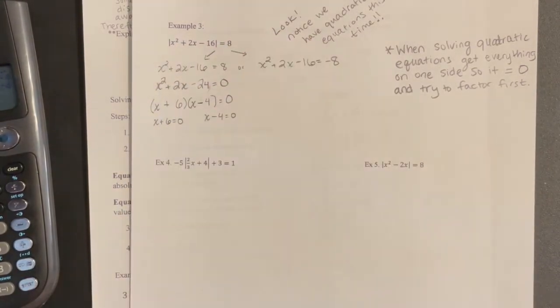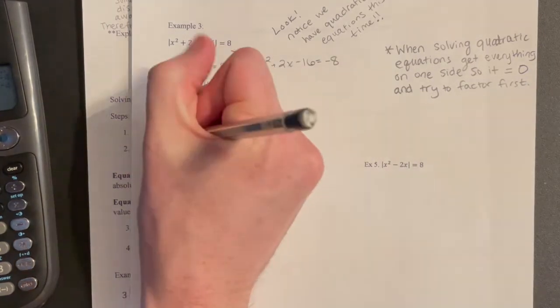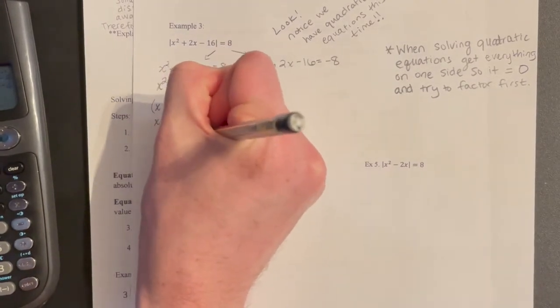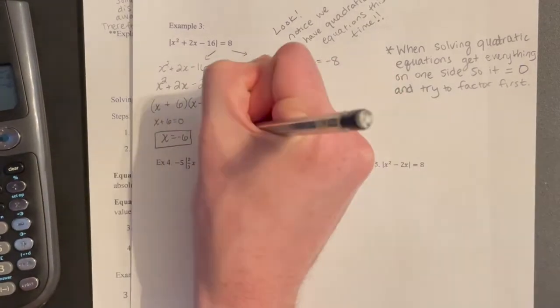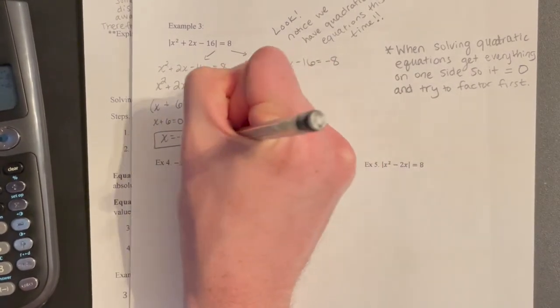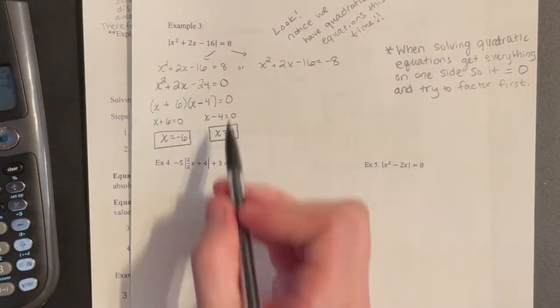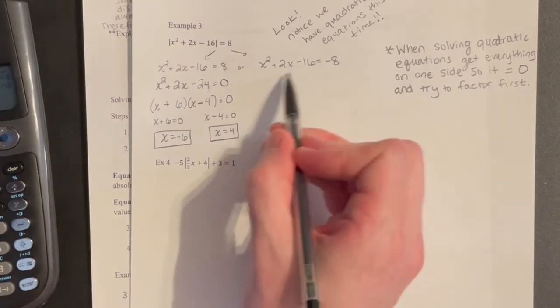Once we have it factored, we can set each factor equal to 0 and solve. So I say x plus 6 equals 0, x minus 4 equals 0, and solve it out. X equals negative 6, and x equals positive 4. Now that was just one of the equations. We're going to do the other one as well.